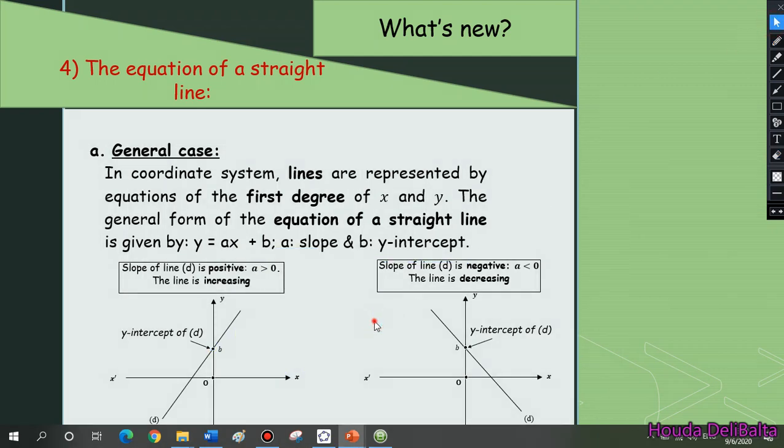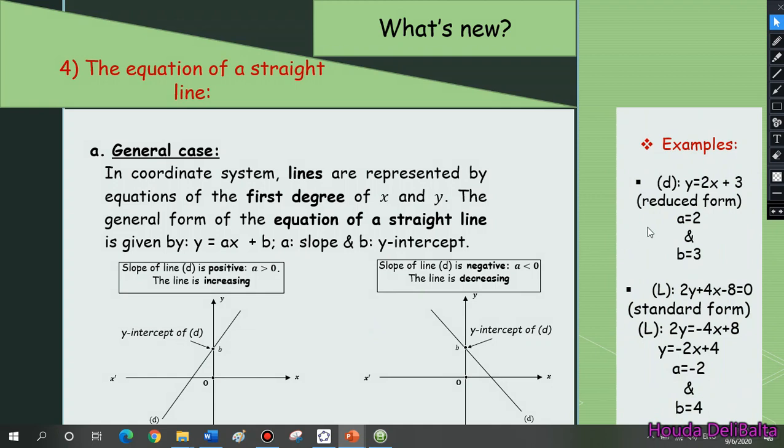Now let's see examples on straight lines using numbers. y equals 2x plus 3, so the slope here is 2 and the y-intercept is 3. This is called the reduced form. If we write the line in this form, for example, 2y plus 4x minus 8 equals 0, this is called the standard form. To change from the standard form to the reduced form, all I have to do is to keep y alone and to write it in terms of x.